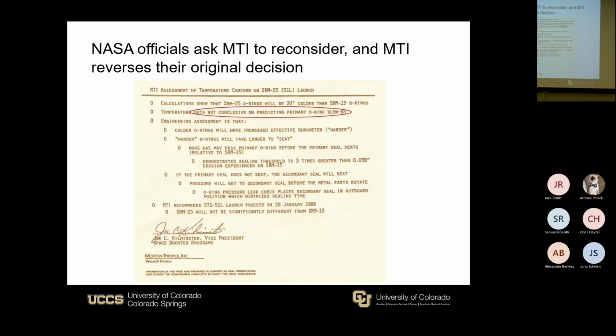And this is NASA, which basically ends up officially asking MTI to reconsider, and MTI reversed their original decision by sending this letter. And in there, they said temperature data are not conclusive on predicting the primary O-ring blow-by.